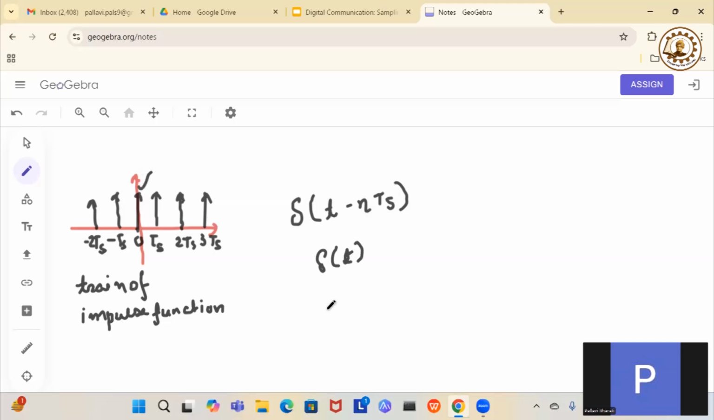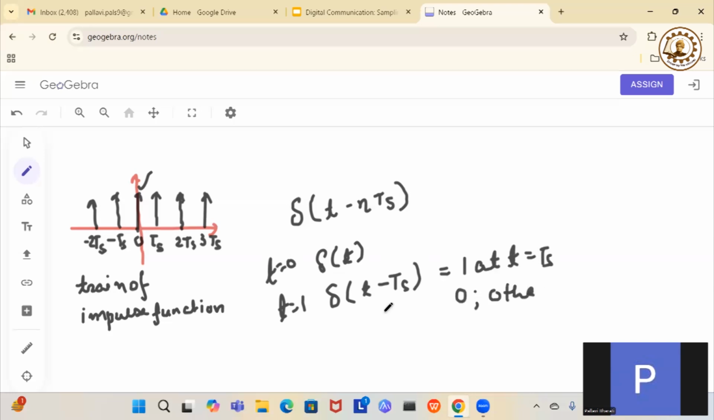Now, if I put n equal to 1, it will become delta t minus ts. So it will have a value equal to 1 at t equal to ts, and at other points it will be 0. That is what you see over here: at ts the value is 1. Here it is continuous time, so 1 is taken. Otherwise, if you take discrete time, then this one is 1 over here.